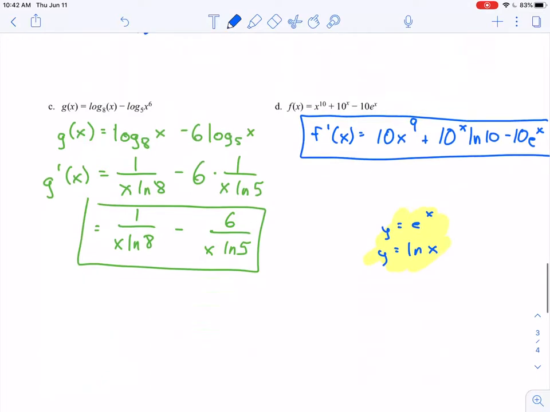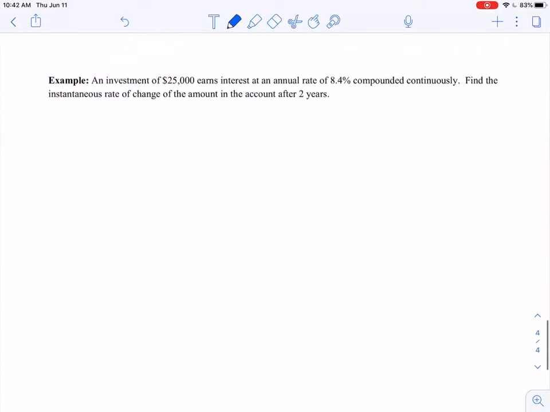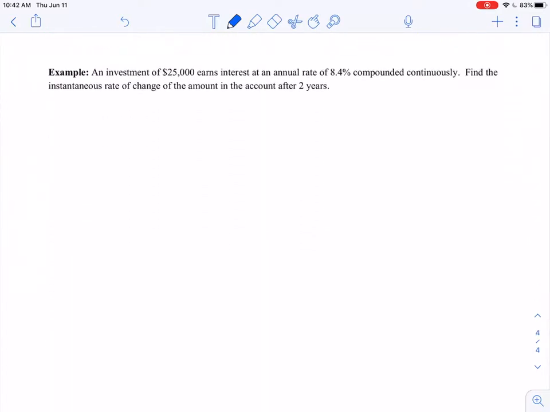So if I wanted to look at an example where I might want to use this, I have an investment of $25,000 earns interest at an annual rate of 8.4% compounded continuously. Boy, this sounds an awful lot like the types of problems we were looking at in 3.1 in the last section. Well, it's because it's the exact same type of problem. It says, find the instantaneous rate of change of the amount in the account after 2 years.